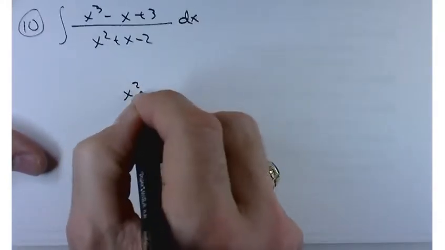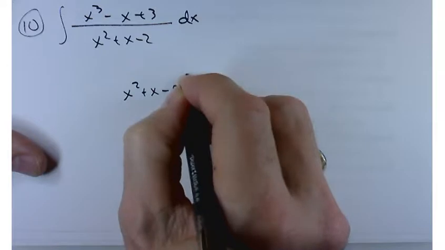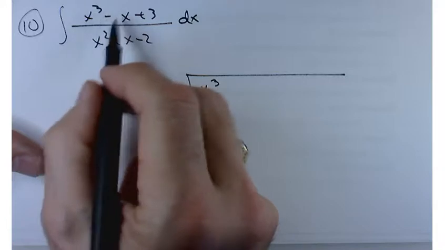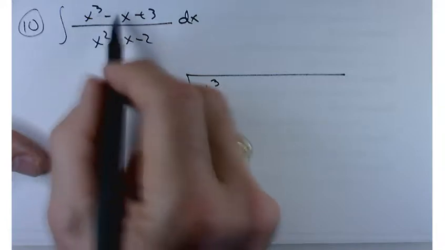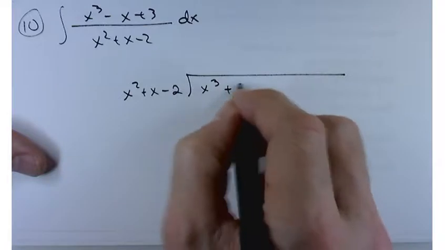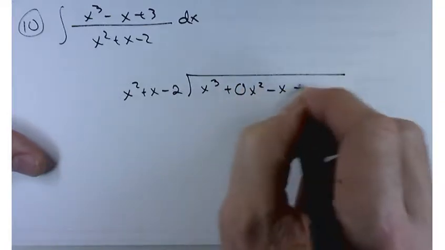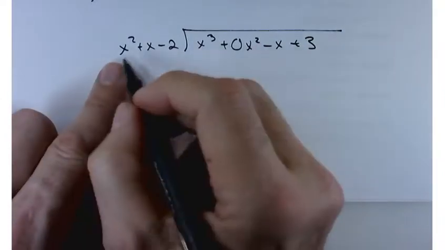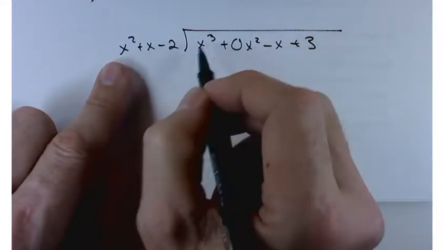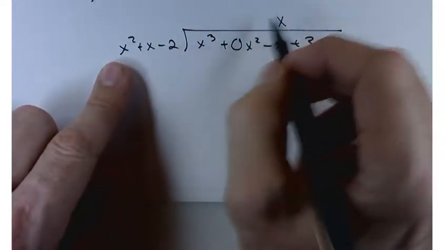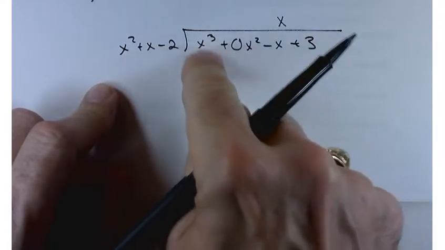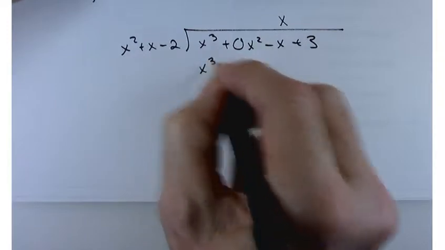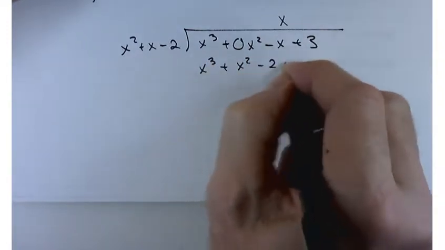So it's going to be x squared plus x minus 2 into x cubed. Now it's not really here, but what could be understood to be between these two terms? Plus 0x squared minus x plus 3. So if we compare the leading coefficients, x squared to x cubed, I realize I need to multiply this by an x to match that leading term. So x times this gives me x cubed plus x squared minus 2x.